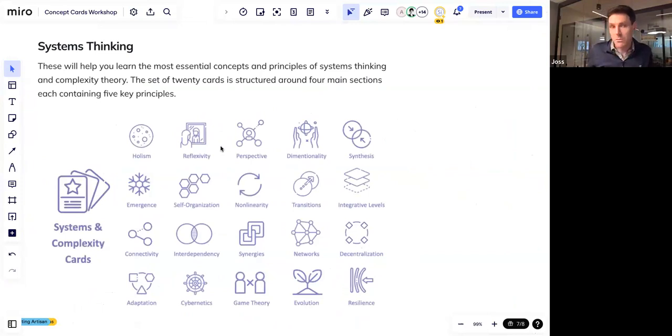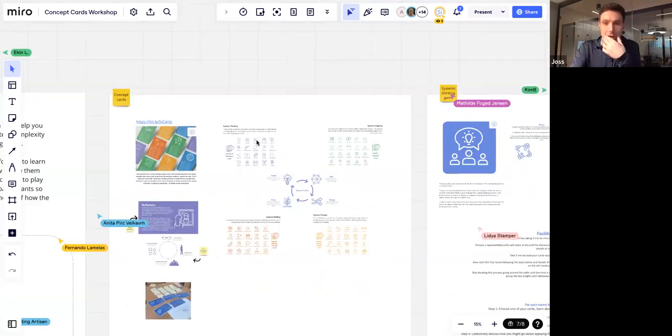This first set here is all about the key principles, key ideas, and systems thinking and complexity. You can see there are 20 of them or so. The top line is all about holism and holistic thinking. The second line, going down vertically, is about emergence and self-organization. The third line down is all around relational thinking, synergies, and connectivity. And the fourth line is about adaptation and evolution. Those are the concepts that the cards are representing.